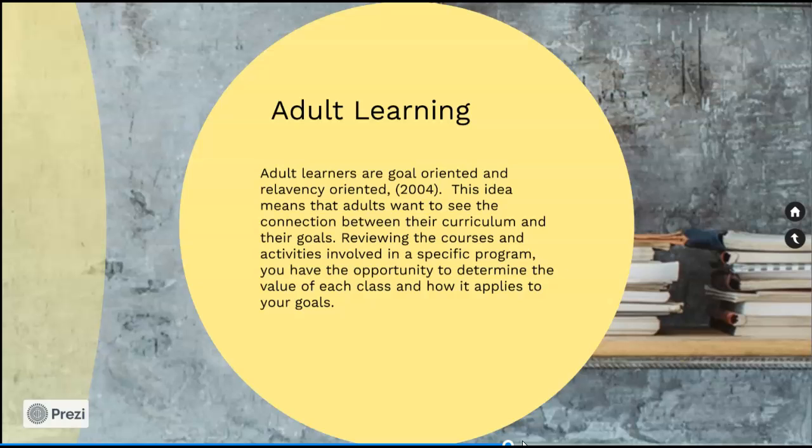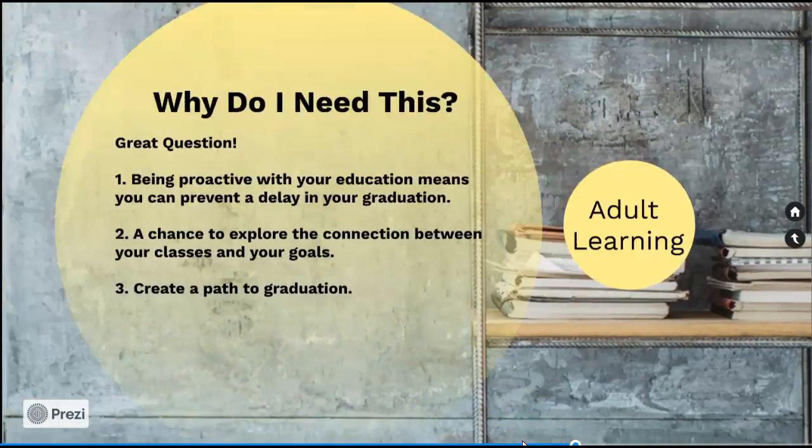Adult learners are goal-oriented and relevancy-oriented. This idea means that adults want to see the connection between their curriculum and their goals. Reviewing the courses and activities involved in a specific program, you have the opportunity to determine the value of each class and how it applies to your goals.